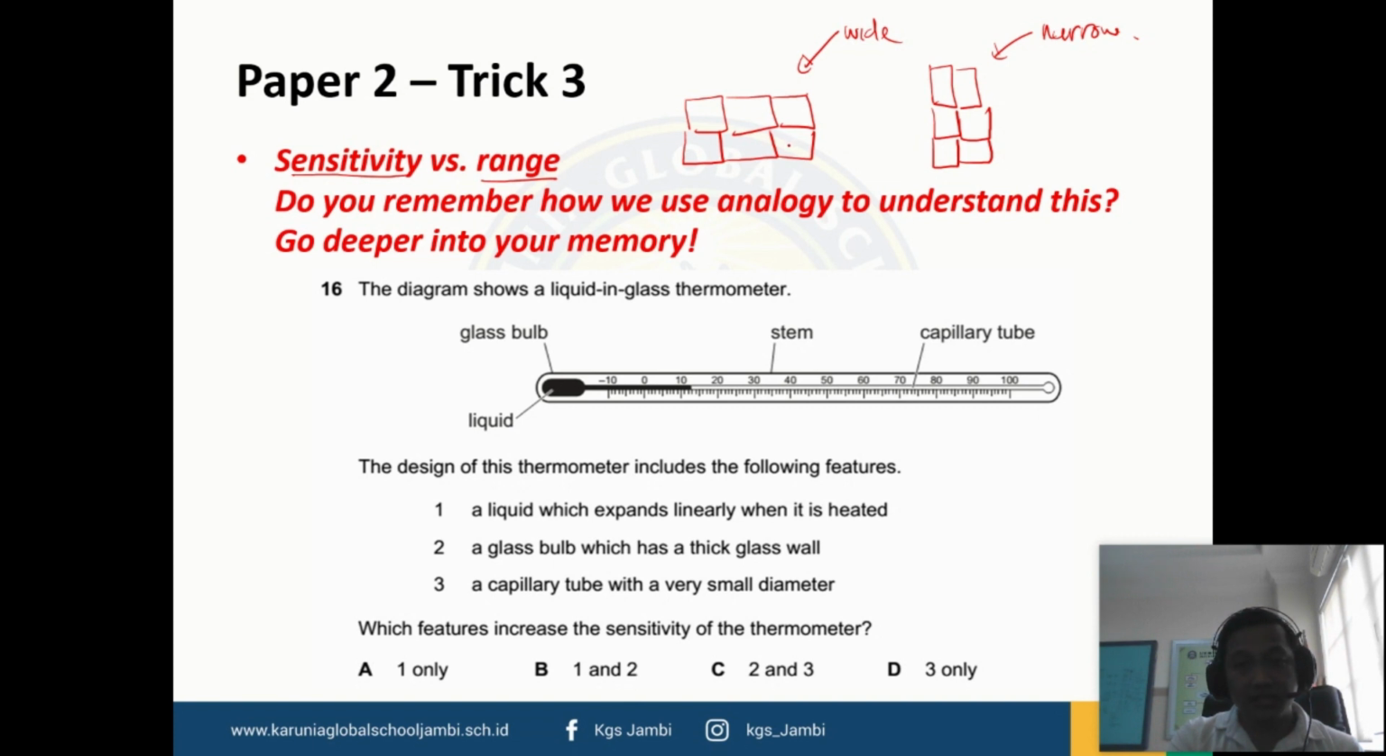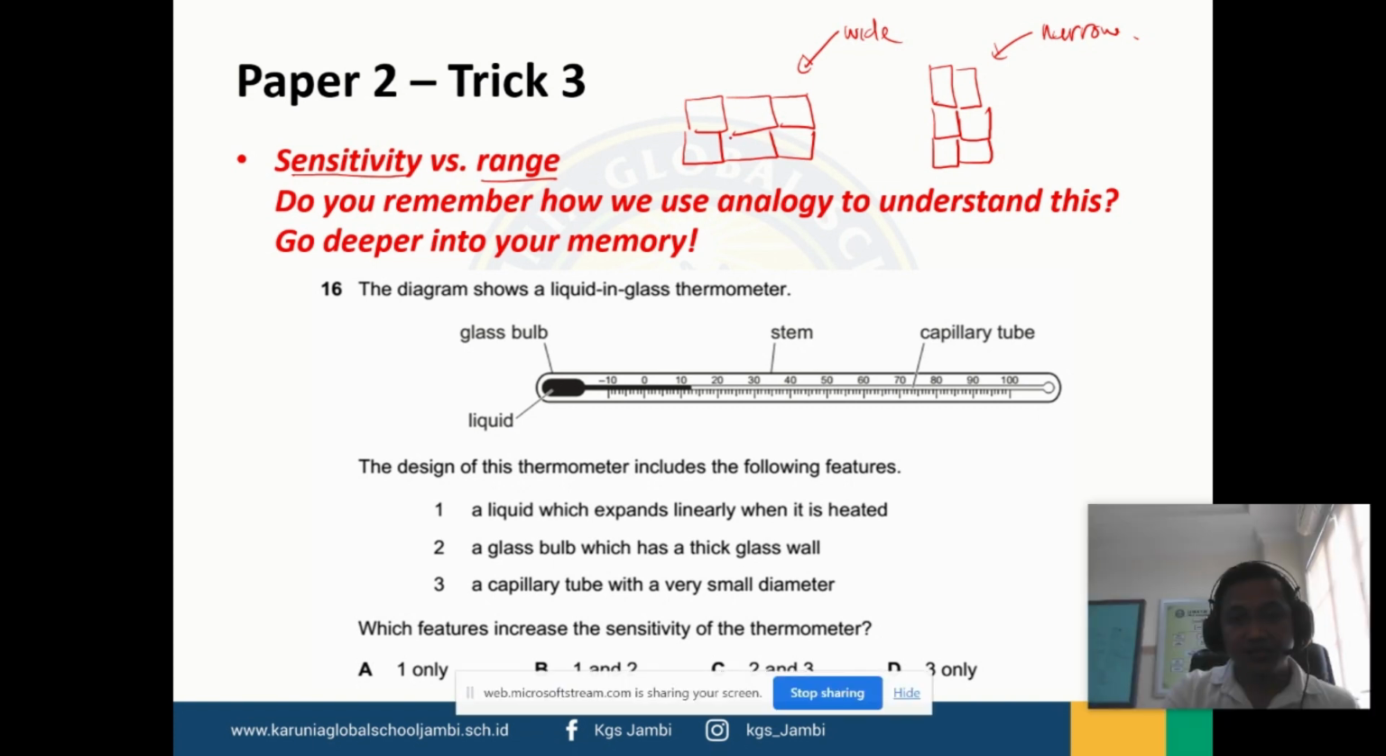Okay, the narrow tubes. Now just imagine like this: six blocks, one of it is wide, the other one is very tall. Imagine if we heat these blocks and the volume of the blocks increases as much as 2 blocks. Now we are going to draw 3 extra blocks in here, and another 3 extra blocks here.